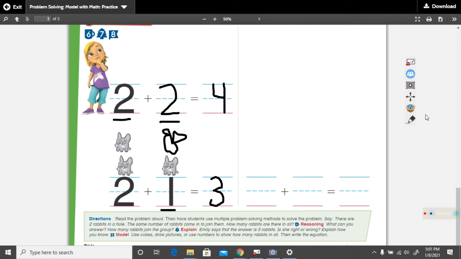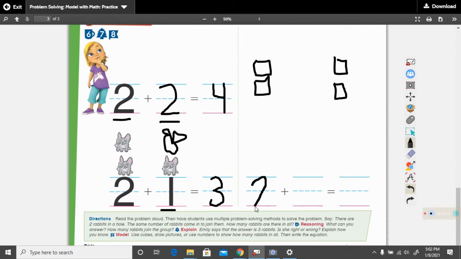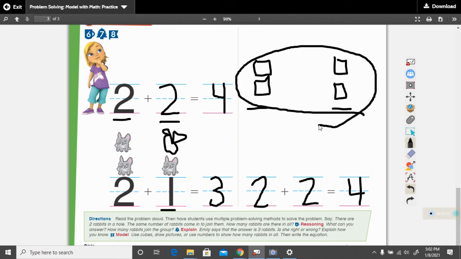So over here, we need to draw pictures to show the rabbits. 2 rabbits in one hole. The same number coming to join them. So if the same number comes in, how many are there? 2 more. So write our equation. 2 rabbits in the hole. That's this group. 2 more coming to join them. That's this group. How many in all? They're all 4 because in all means we put the 2 groups together.